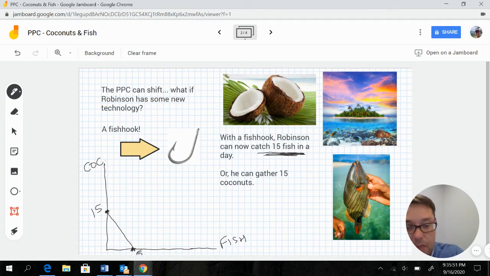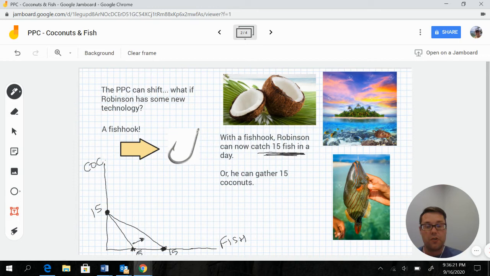Well, all of a sudden, it's still 15 coconuts, but now he can catch 15 fish, right? So let's go somewhere out here about like that. And the new PPC has come out here. I don't really have much room to write that, but that's 15 fish. Okay, so you might represent this by drawing a short arrow showing how the PPC curve has shifted out.